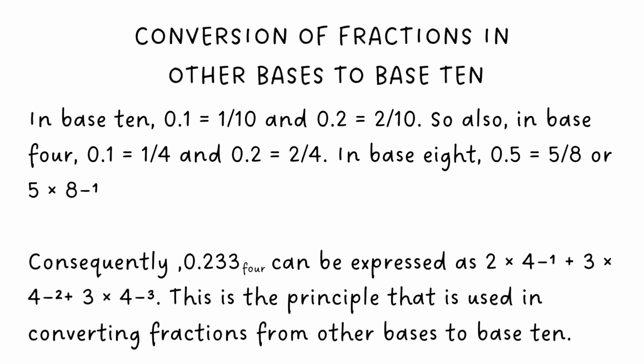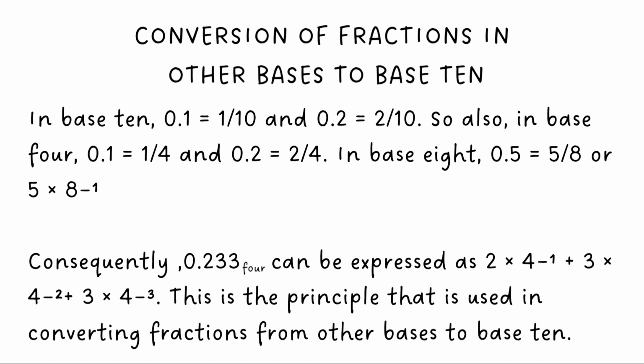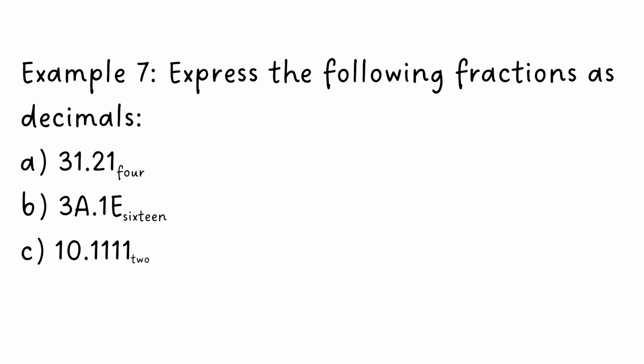0.233 to base 4 can be expressed as 2 times 4 raised to power minus 1 plus 3 times 4 raised to power minus 2 plus 3 times 4 raised to power minus 3. This is the principle that is used in converting fractions from other bases to base 10. Now let's look at the following example. Express the following fractions as decimals, and we have A, B, and C.